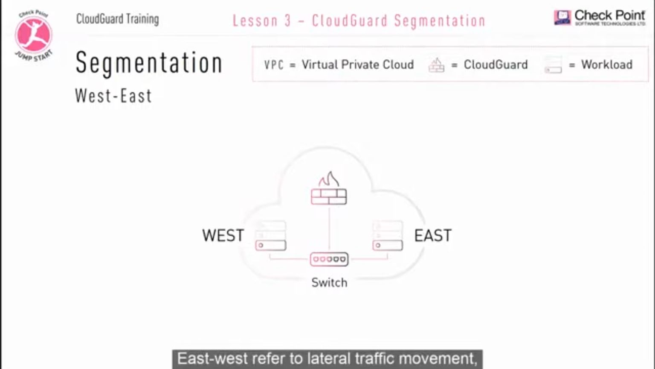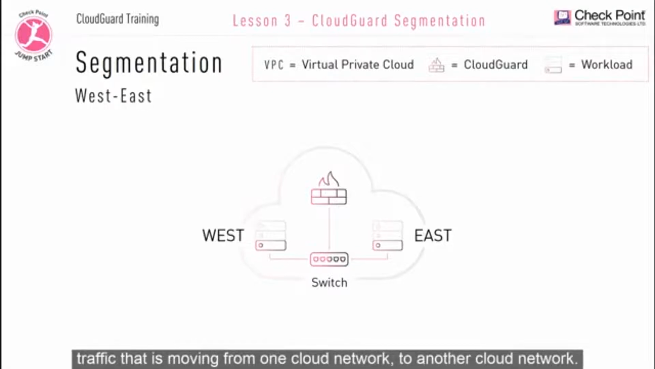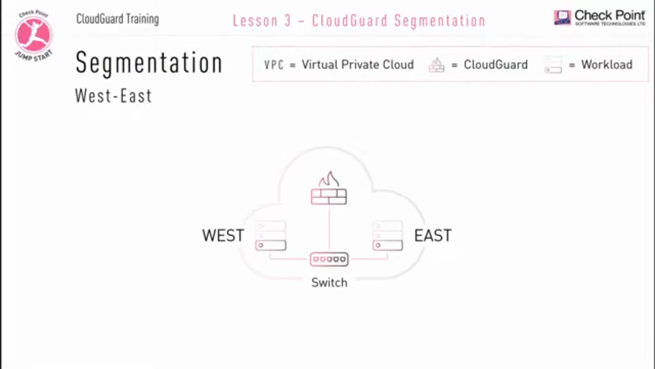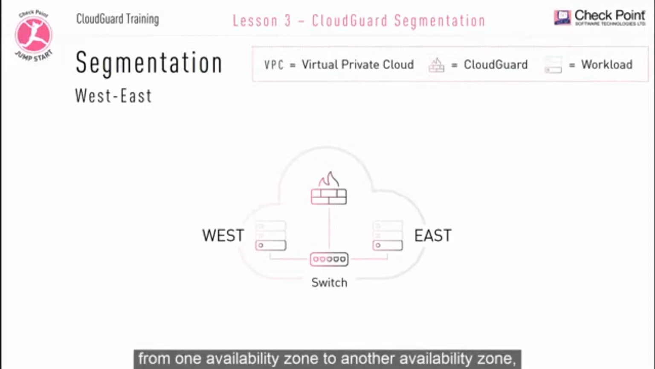East-west refers to lateral traffic movement. Traffic that is moving from one cloud network to another cloud network. This can also refer to traffic movement within the cloud, from one subnet to another subnet, from one virtual private cloud to another virtual private cloud, from one availability zone to another availability zone, from one region to another region. This lateral movement would mostly be accessible and accessed within the cloud provider's backbone. No traffic would be forwarded to or from the internet.